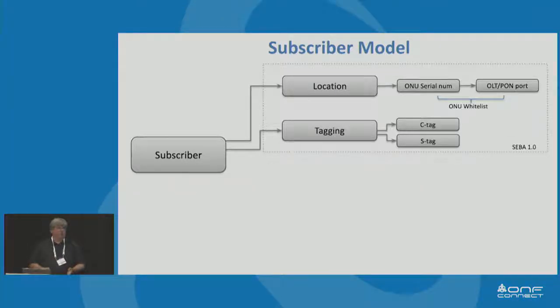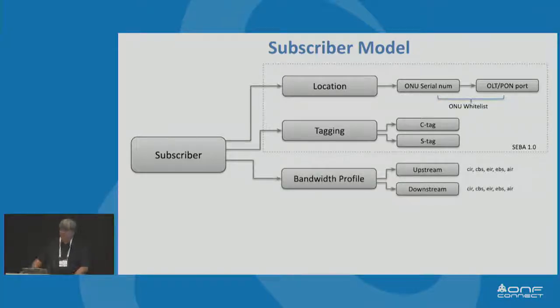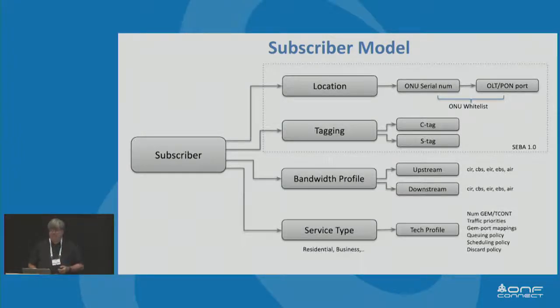That was SEBA 1.0, the first release we had. SEBA 2.0, as Saurav was kind of showing you on some of the Brigade work, we did all of this bandwidth profile and tech profile work. So subscribers became associated with a bandwidth profile, which specified their upstream and downstream bandwidths. And they became associated with a tech profile, which specified their residential, business, et cetera, services that they're able to use.